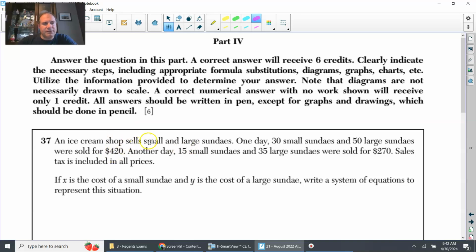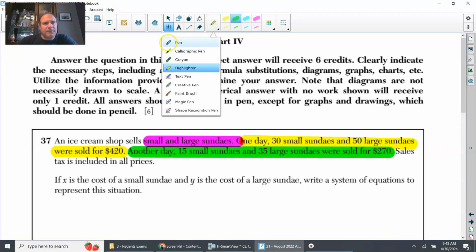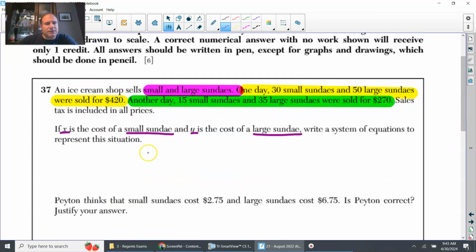An ice cream shop sells small and large sundaes. One day, they sold this, and then on a second day, it doesn't have to be the next day, they sold this. Sales taxes included. And just remember that x is the cost of a small sundae, y is the cost of a large sundae. Write a system of equations. So I'm going to put x is small, y is large. Very easy to get some points here.